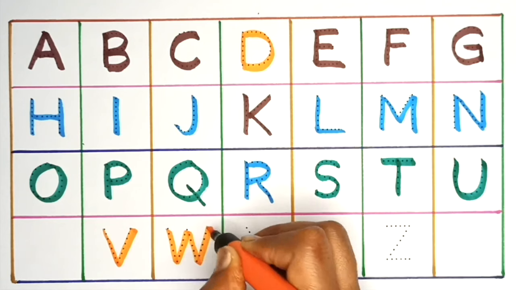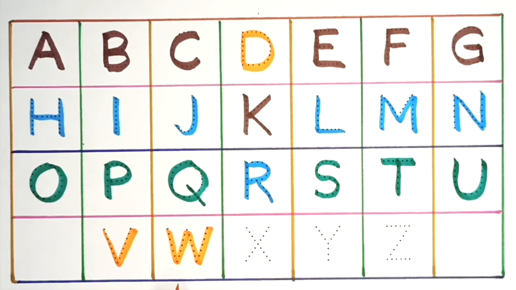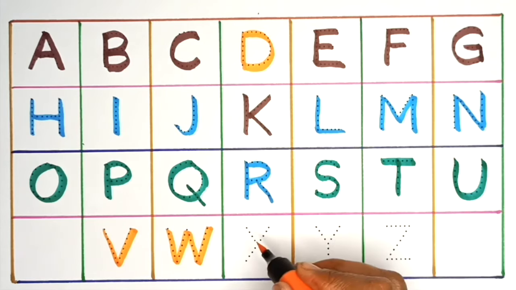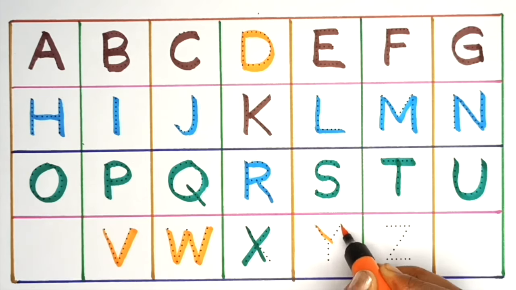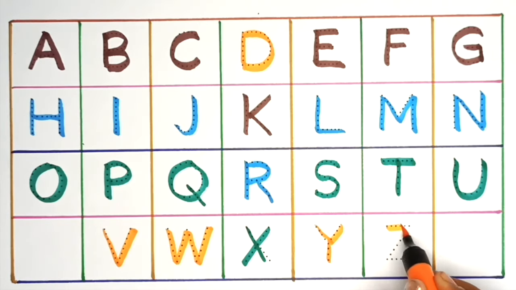W for watch. X for xylophone. Y for yak. Z for zebra. Thank you.